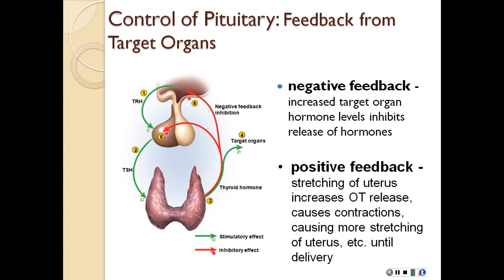And we talked about oxytocin before. Oxytocin is released when the uterus starts to contract and the cervix starts to stretch. And what that does is stimulate the release of even more oxytocin until the baby is delivered. So that is an example of positive feedback.